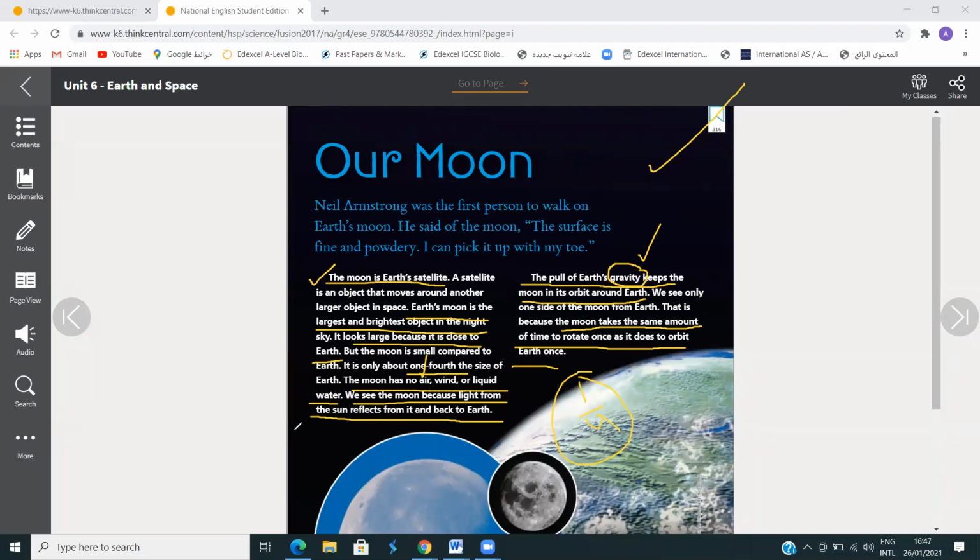Abdurrahman, the moon is close to the Earth, okay? But we see the moon luminous. Luminous means it appears to have some light. Why? The moon is dark, basically. Why do we see the moon luminous? Luminous means it has light.